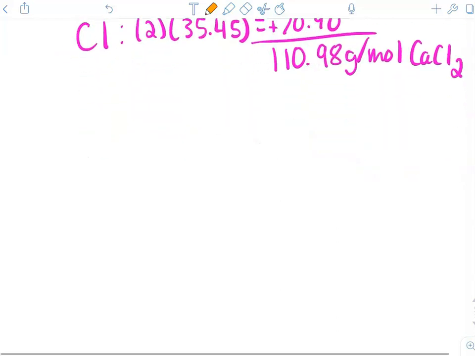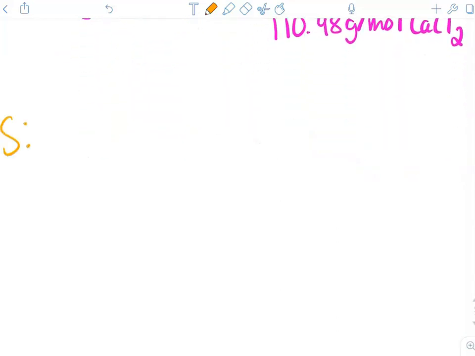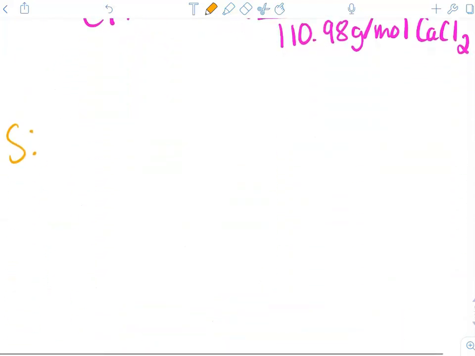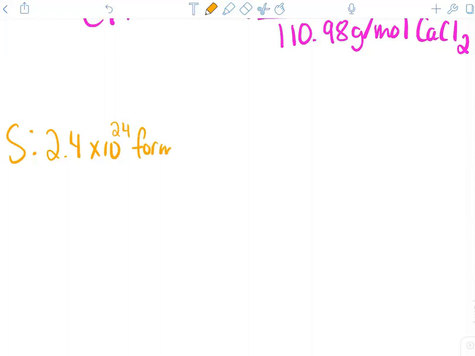So, in our setup, we always start with what we're given, which is the 2.4 times 10 raised to the 24th formula units. So 2.4 times 10 raised to the 24th formula units of CaCl2. If I start with formula units on the top, that means that formula units has to be on the bottom.